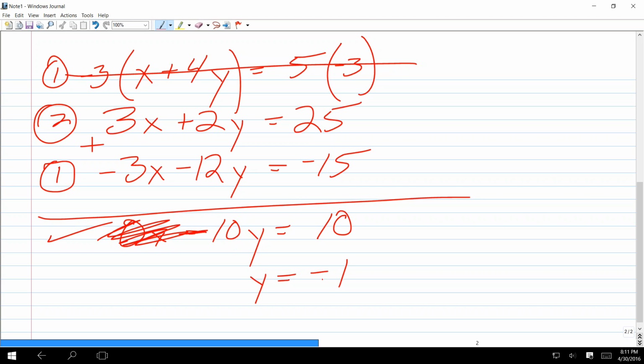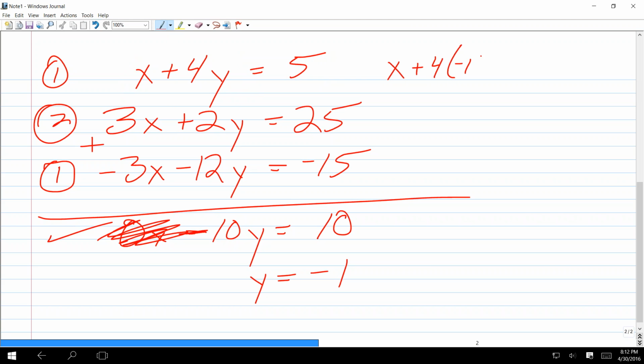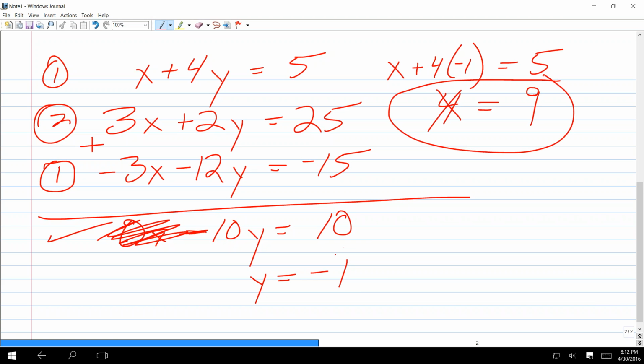Once I've solved for y, I can go back to the original equation and choose the simplest one, which is the original number 1. I substitute minus 1 for y, and I can solve for x. So I have x plus 4 times minus 1, that's what I know y is, equal 5. Now I get x equals 9. And so I've solved for both variables. I have x equal 9 and y equal minus 1. And that is the only solution to these two equations.